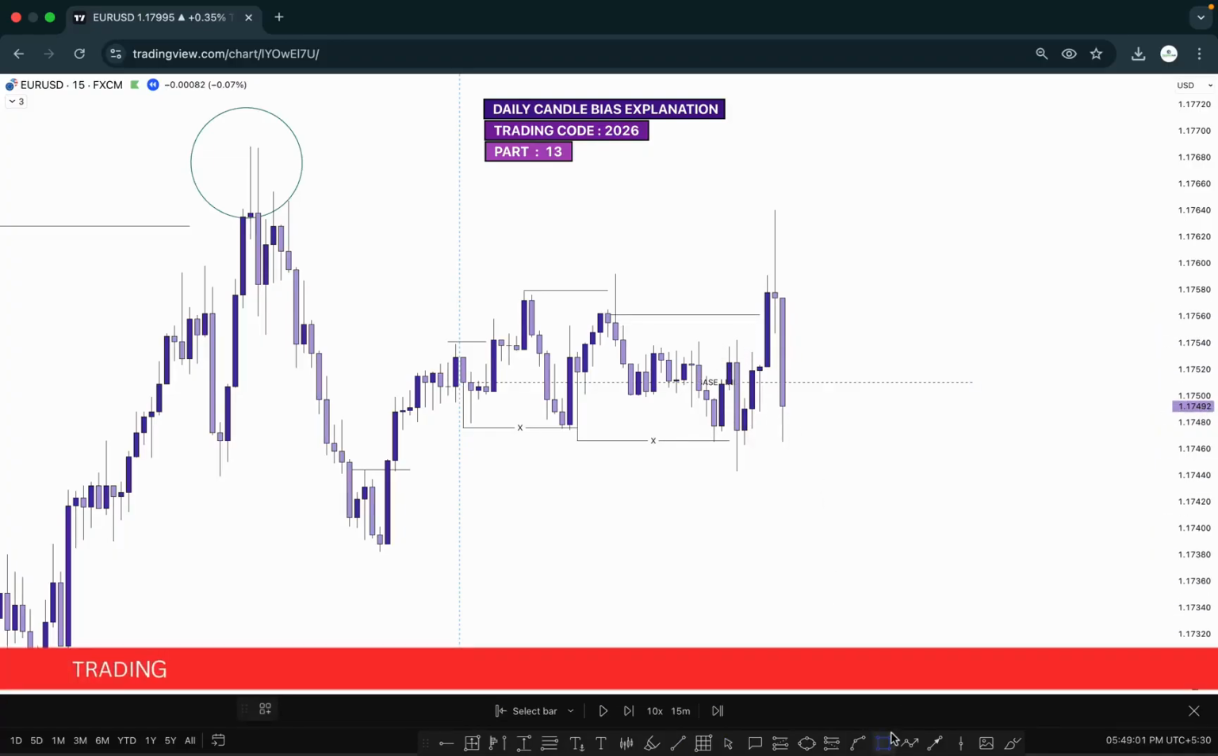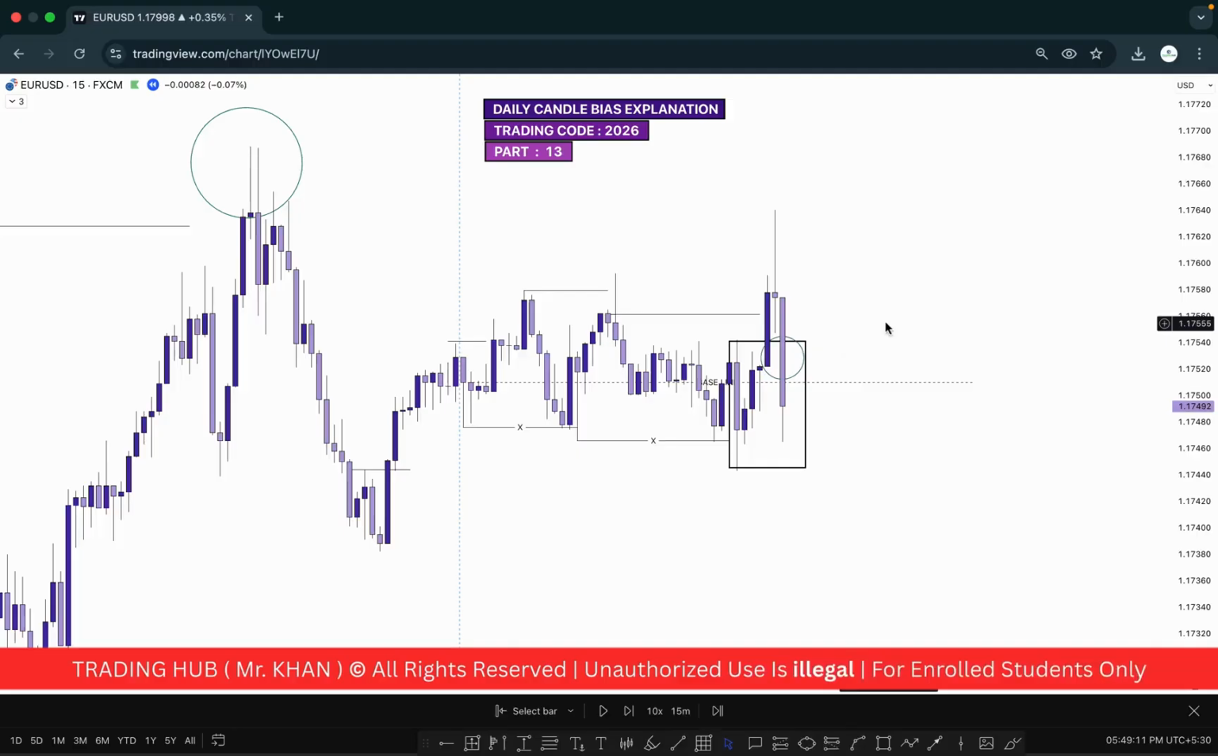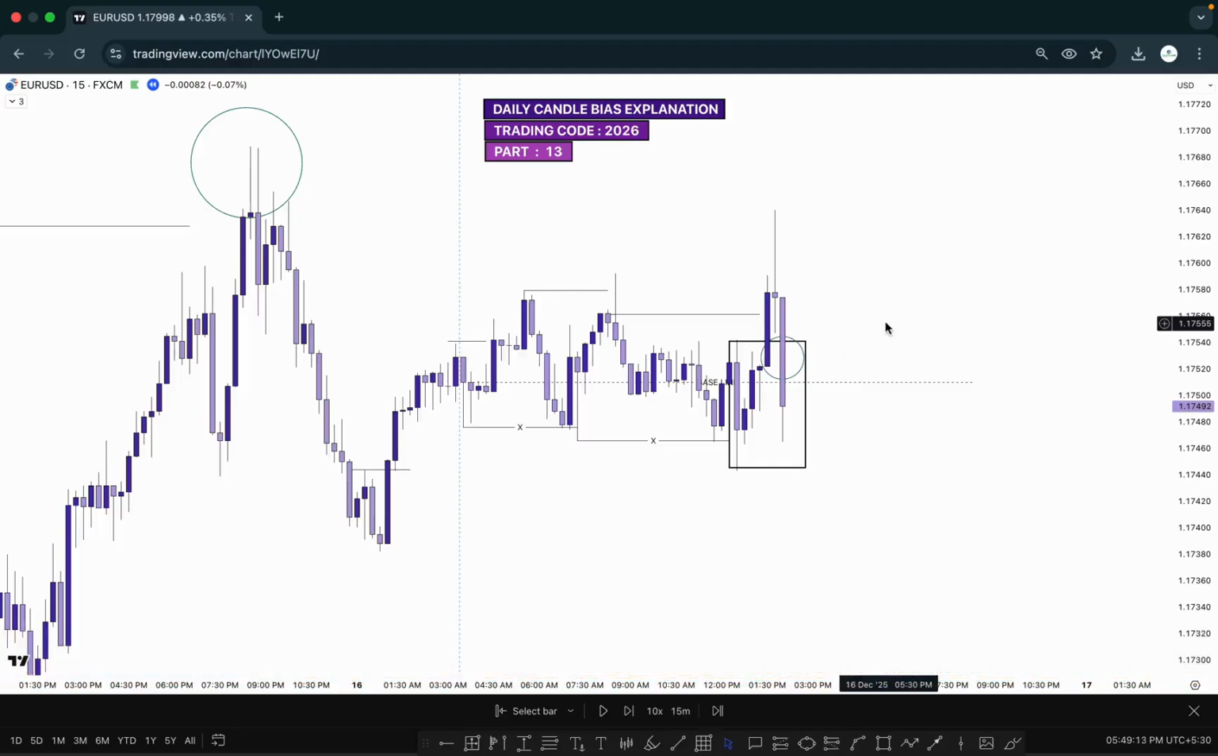Where is the order flow? Order flow is here. This is our order flow right here. Once price taps on it, we can plan for the buy to the upside. When we switch back to a lower time frame, then we can get the entry. If the market creates any kind of bullish pattern, we can plan for the buy, otherwise no.